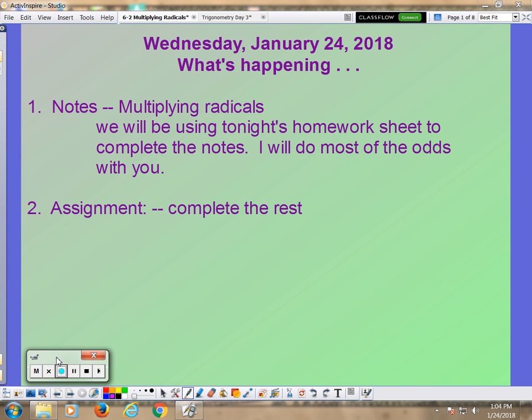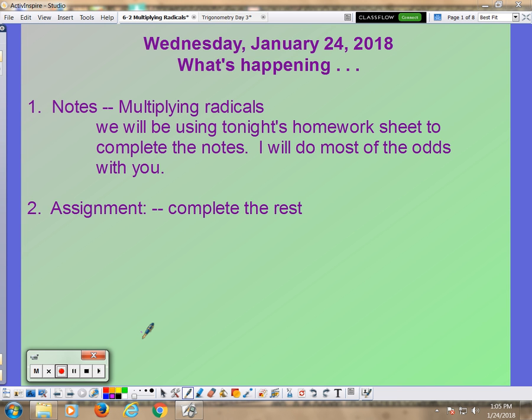Alright, ladies and gentlemen, today we're going to talk about multiplying radicals together. Some things you need to know before I begin. The only way you can multiply radicals together is if they are of the same index, meaning each radical has the same index number. A square root can multiply to a square root, a cube root can multiply to a cube root, but you cannot multiply the square root and a cube root together.